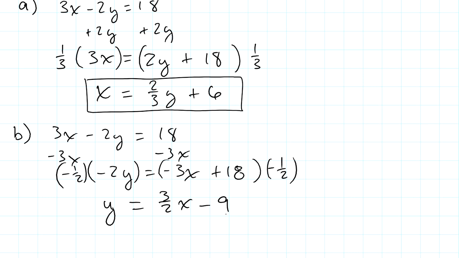By the way, in that form, we can easily see that the slope of this line is up 3 over 2, and the y-intercept is negative 9.